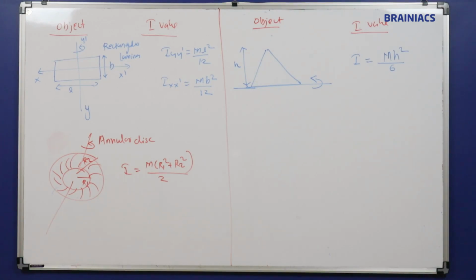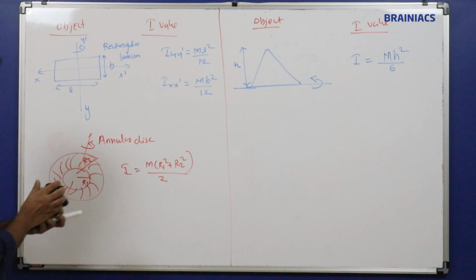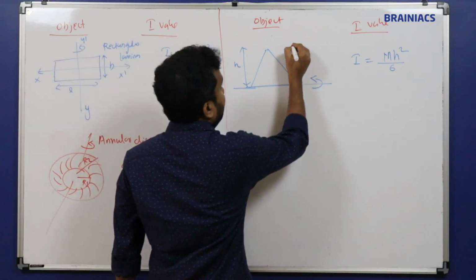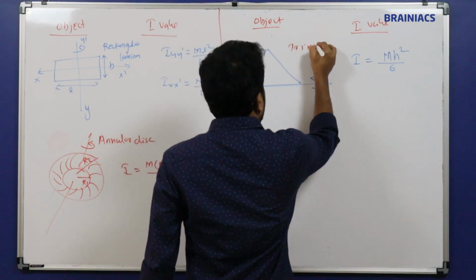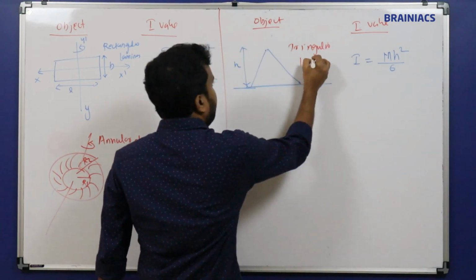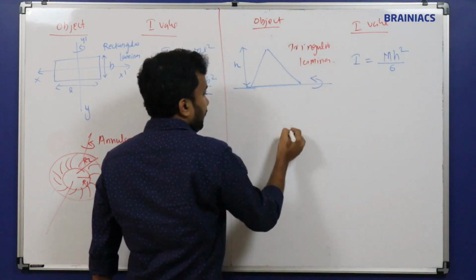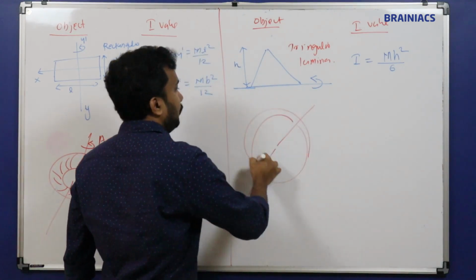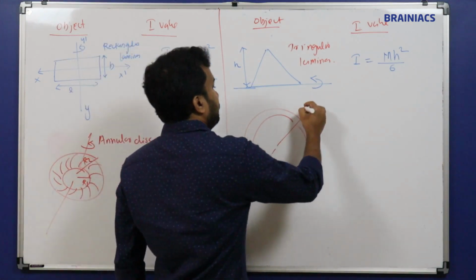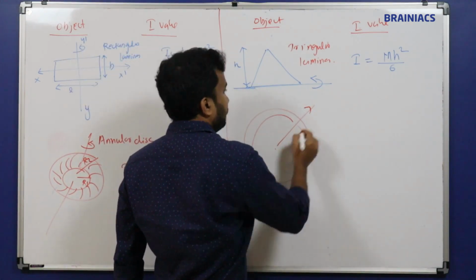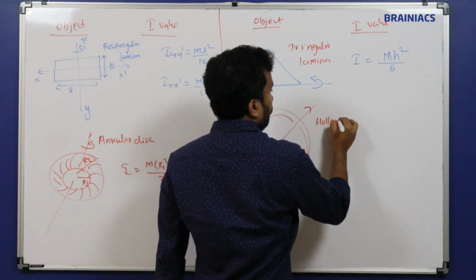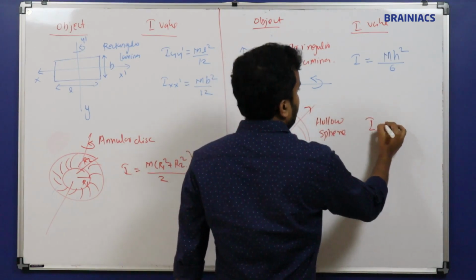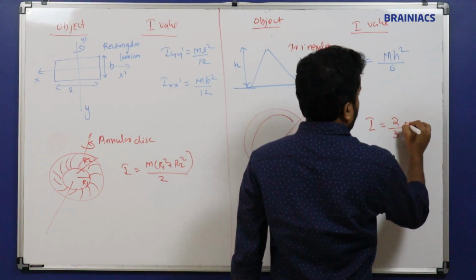Next two more things will be there. Next one is the hollow sphere. This is a hollow sphere, and this is the axis of rotation. It is like a rubber ball. I is equal to 2 by 3 mr square.